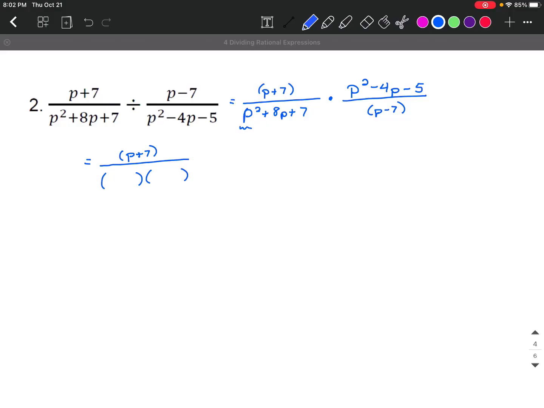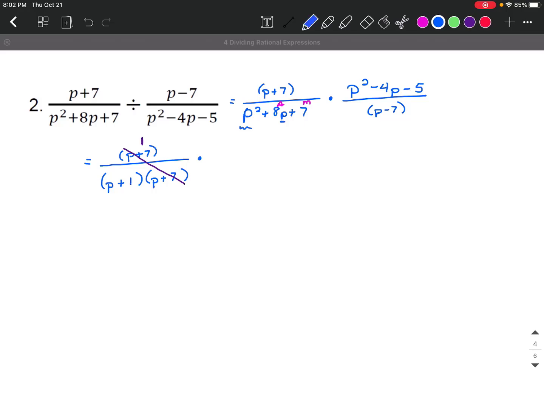We have a p squared, and the middle term has p's, so we need a p and a p. I am factoring. I need two numbers that multiply to positive 7. So if they're multiplying to positive, their signs are the same. And they're adding to a positive 8, which is why they're both positive. The only numbers that multiply to 7 are 1 and 7. Now you might see it already that the p plus 7 and the p plus 7 divide. And remember, when they cancel, they divide to 1. So the top of that fraction is 1.